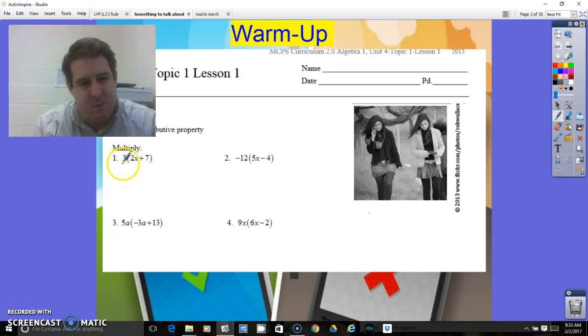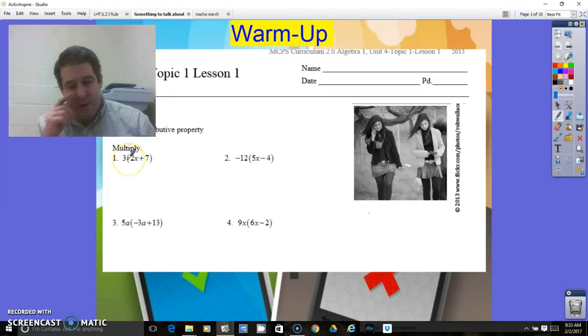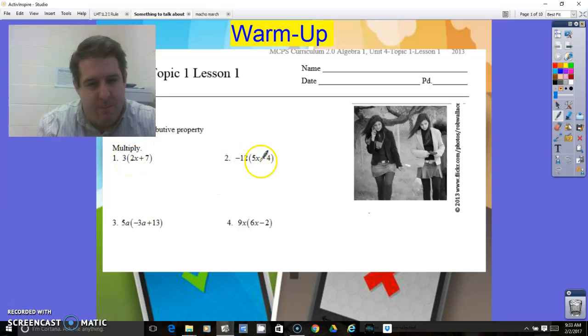We are going to be multiplying monomials times binomials. A monomial just means there's one part, so that's one number or one expression on the outside being multiplied by, there are two expressions. There's a 5x and there's a minus 4, so that we call that a binomial.